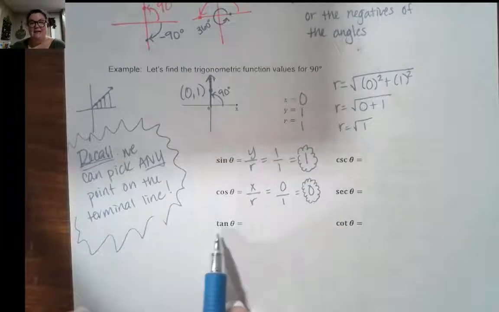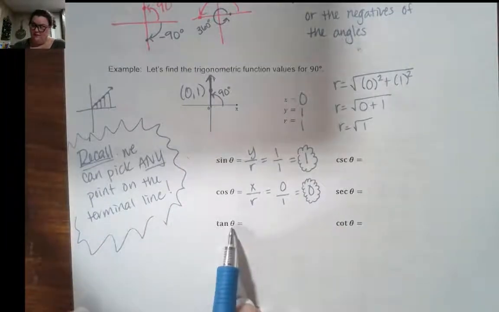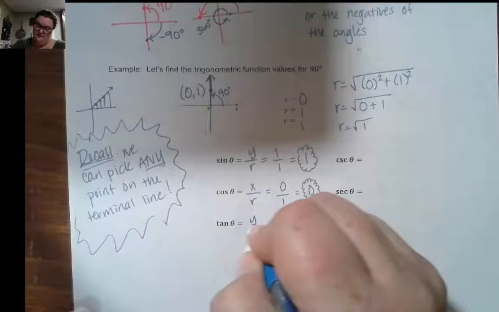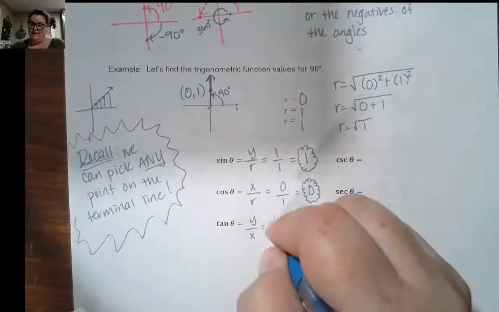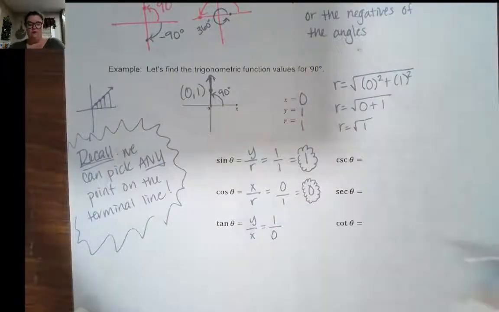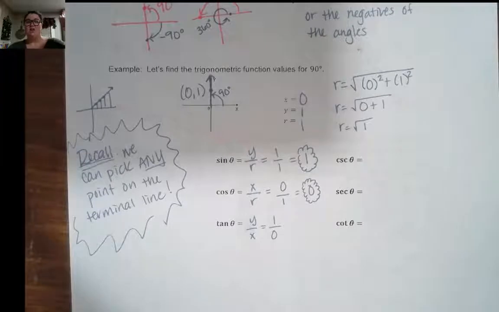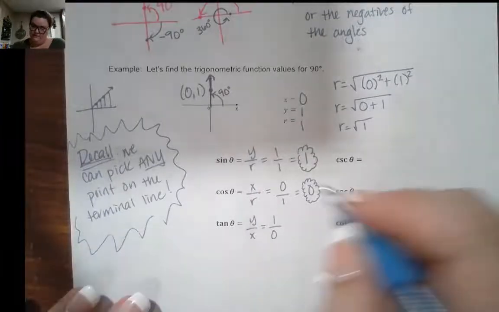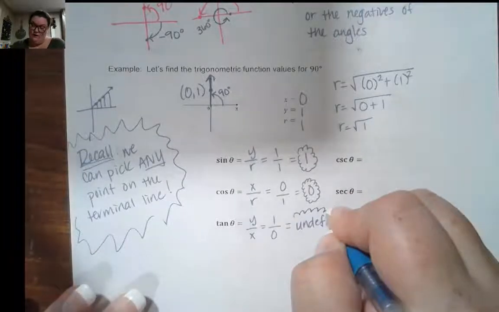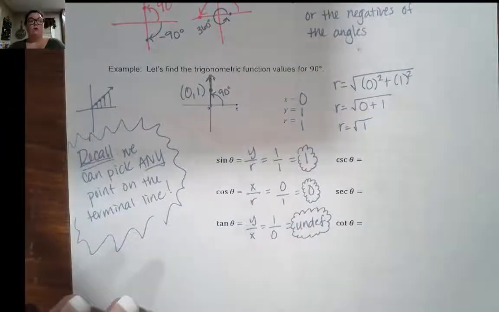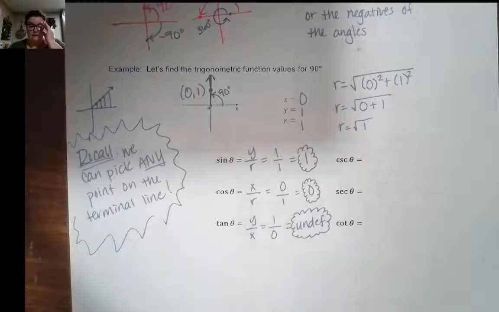All right, tangent theta is y over x. So y is 1 and x is 0. So notice this is something we haven't seen before. Remember, when 0 is under the fraction, then it's undefined. Okay, undefined. So for a quadrantal angle, we're going to end up with undefined values. That's the kicker. That's the difference here.